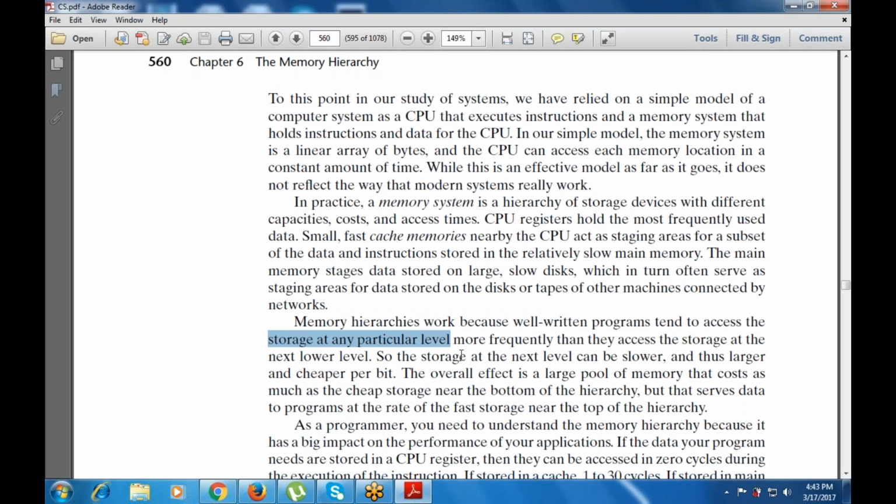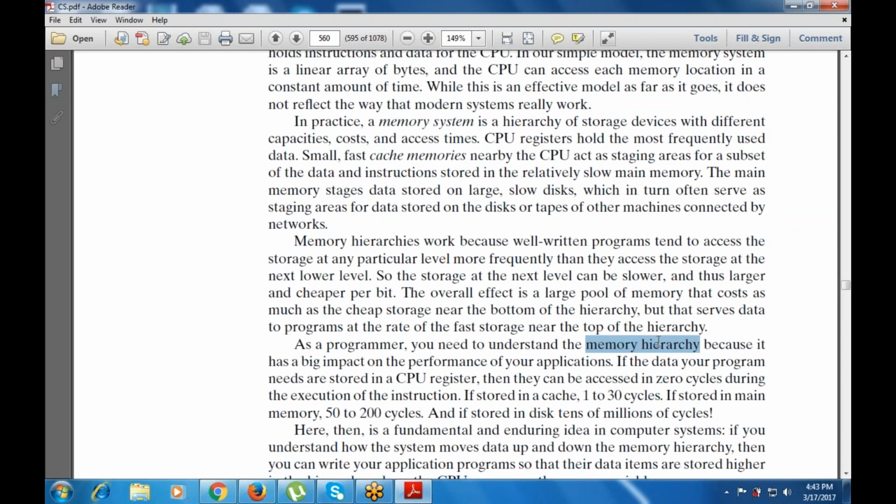The overall effect is a large pool of memory that costs as much as cheap storage near the bottom of the hierarchy, but that serves data to the program at the rate of the fastest storage near the top of the hierarchy. That means the hierarchy at the top is one of the fastest memories. Why fast? Because it is very close to the CPU. As a programmer, you need to understand the memory hierarchy because it has a big impact on the performance of your applications.